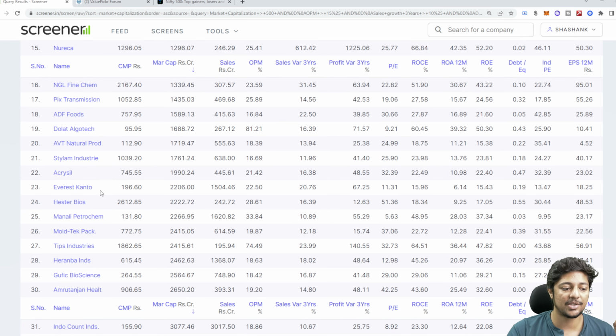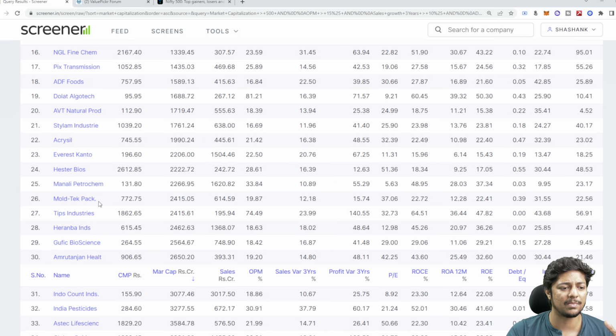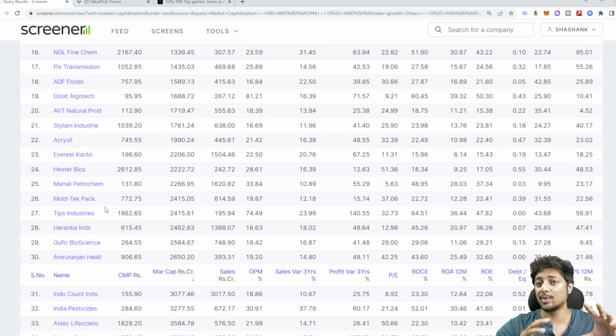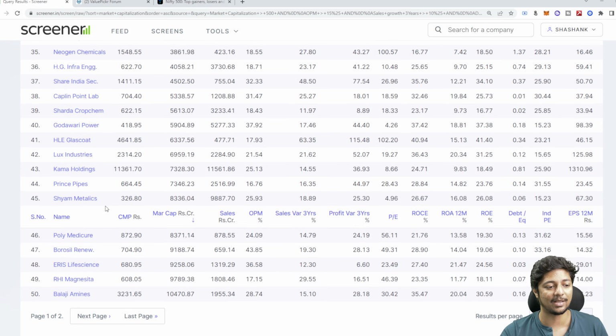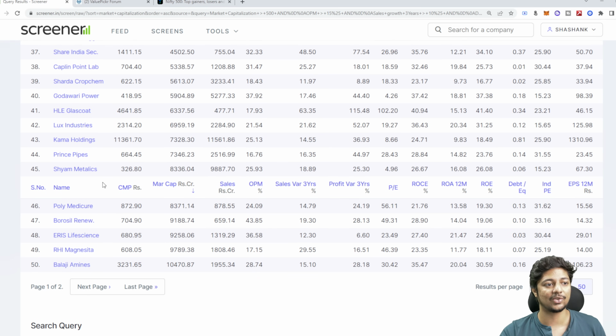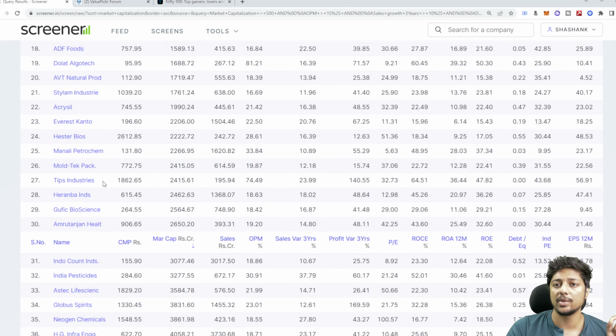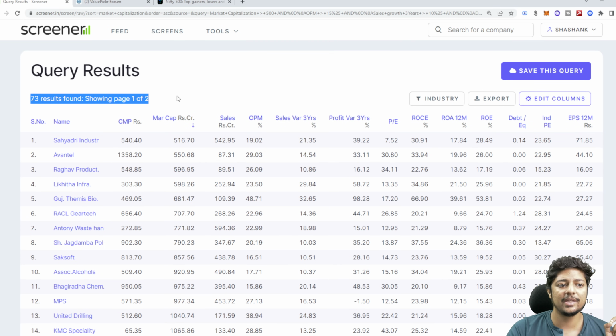Now again, the question comes here is, Shashank, look at this. There are so many companies. There's Moltech Packet, there's Tips, there's Amrutanjan Healthcare. But see how all the good ones are coming out automatically. The good ones that are passing all these screeners are automatically coming out, right? Prince Pipes, actually Glasscore. So now what you need to do is there are 73 companies here. We need to filter them even more.